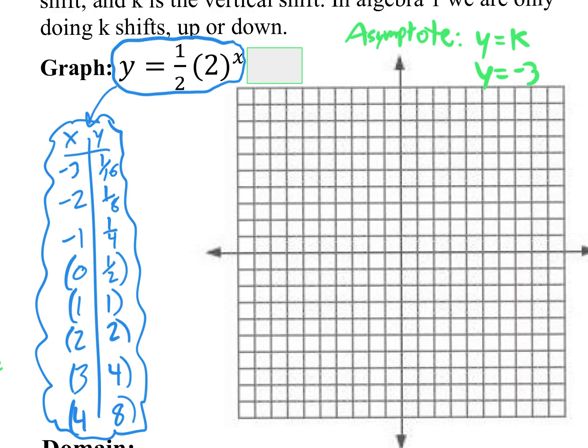So let's start with 0, 1/2. 0 on the x, halfway up on the y. Put a dot right there, halfway up. And then go to 1, 1. 1, 1 is pretty easy, it's right there. Then let's go to 2, 2. 2 on the x, 2 on the y. Put a dot right there. Then go to 3, 4.